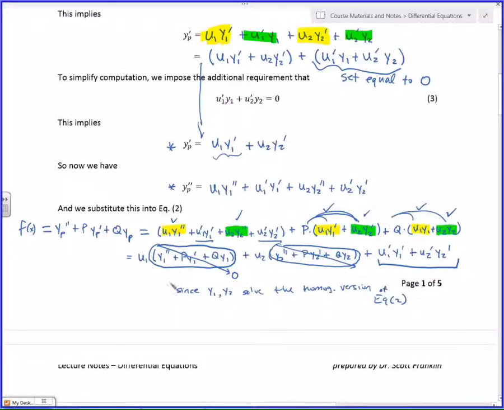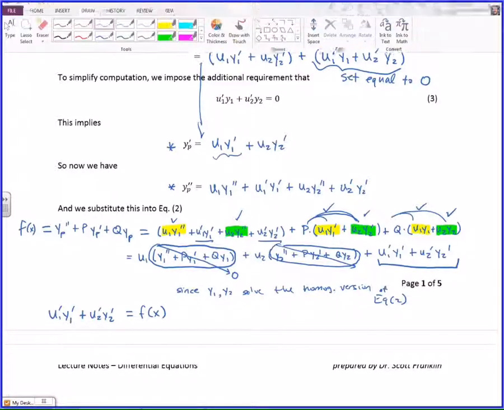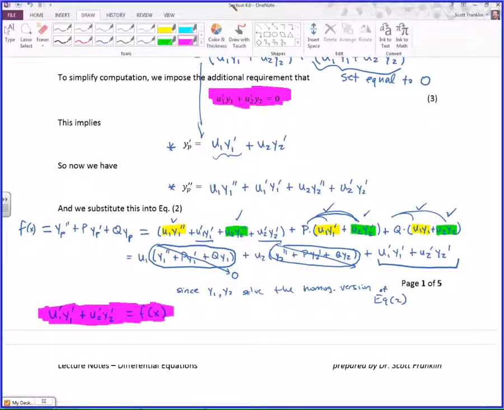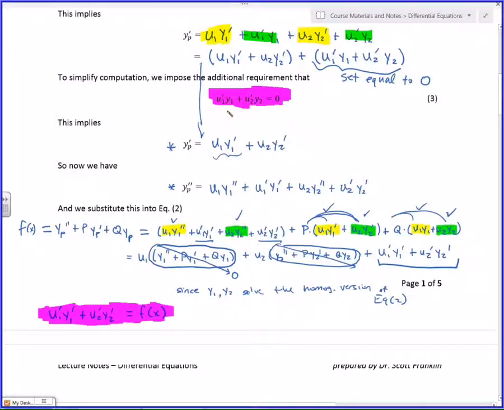Okay? So here's what I've got. I'm just going to write it down here at the very bottom. I know you're running out of space. But I've got u1, y1, both prime, plus u2, y2, both prime, equals my f of x. Okay. Now I'm going to highlight it in purple just so it stands out. Look at this equation here and this equation here. y1 and y2 are known. U1 and u2 are unknown.